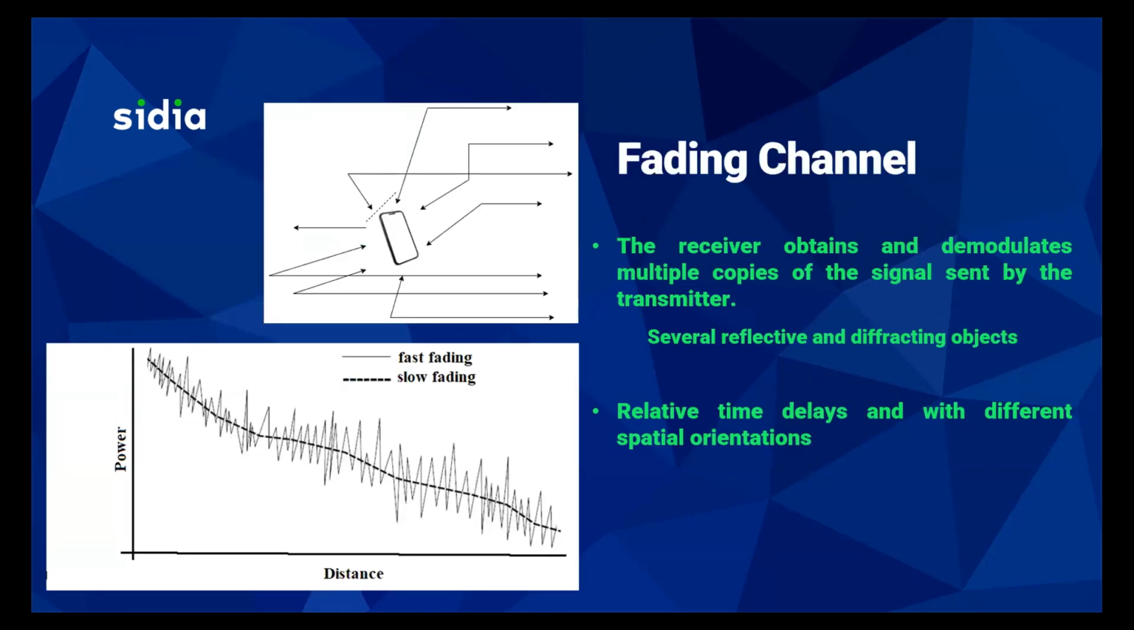The faded channel also adds to the signal some uncertainties about its demodulation, because the receiver receives multiple copies of the signal sent by the transmitter due to several reflecting and diffracting objects. And these signals, with relative time delays and different orientations of arrival, make some zones of zero signal and some zones where signals add up.